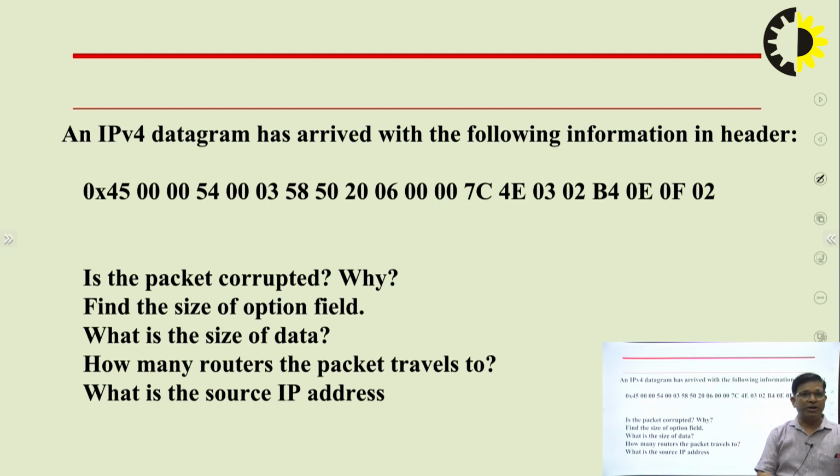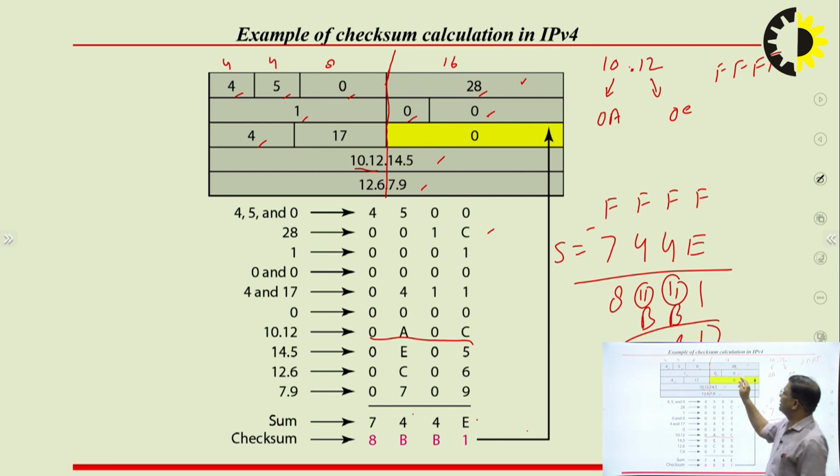This is a very important question, and in most competitive examinations, in the AKGEC examination, and in interviews, this type of question is very common and can be asked everywhere. An IPv4 datagram has arrived with the following information in a header. Let's say this is the header now.